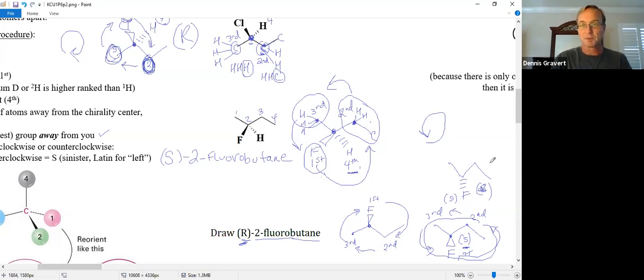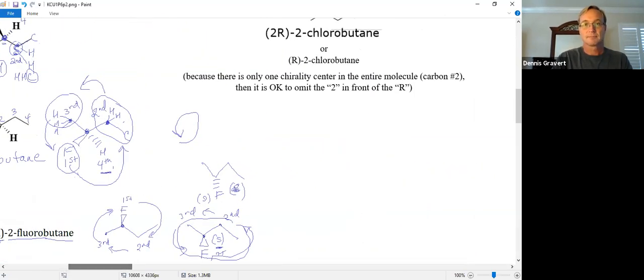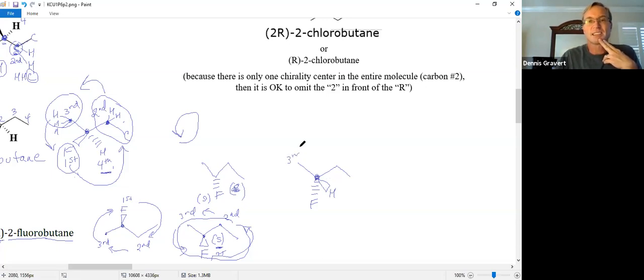Let's talk about that a little bit more. Okay, so how come that works? There's a couple ways we can prove this to ourselves. One is just to draw in all the groups. If the fluorine is away, and this is a tetrahedral sp3 hybridized carbon, one group's away, the other group's towards us. So the hydrogen has to be on the wedge. This is our third place. This is our second place. This is our first place.